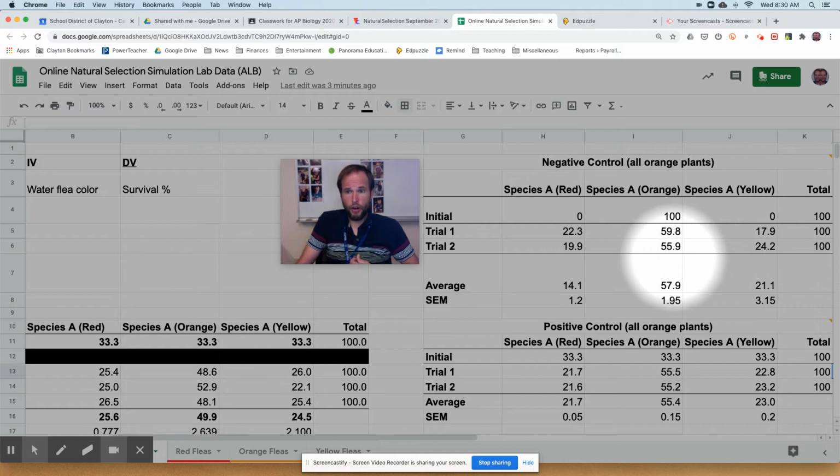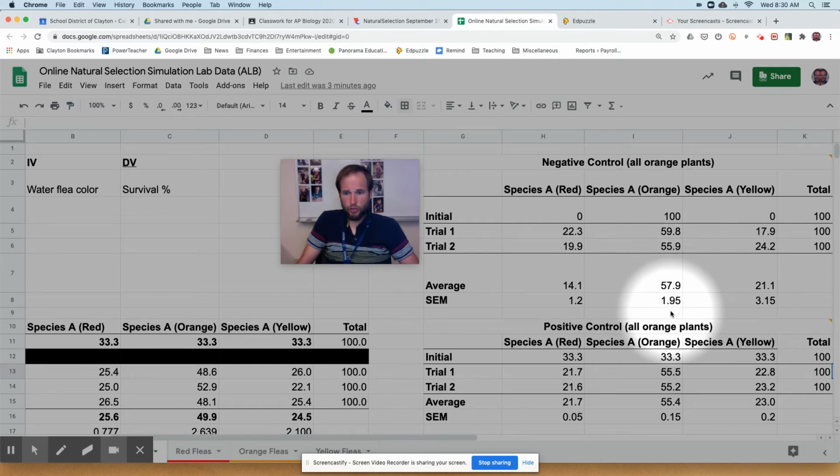Now, for the orange water fleas, I am getting closer to a negative control, but not really. Remember that I started with 100% of the water flea population consisting of the orange fleas, and I still saw a reduction in the number of those fleas. So it's going to be really challenging to set up a negative control experimental setup for this simulation. In fact, I would just go ahead and skip it for this lab activity.